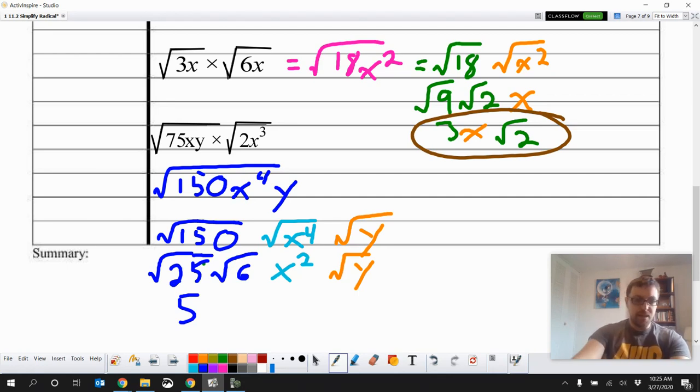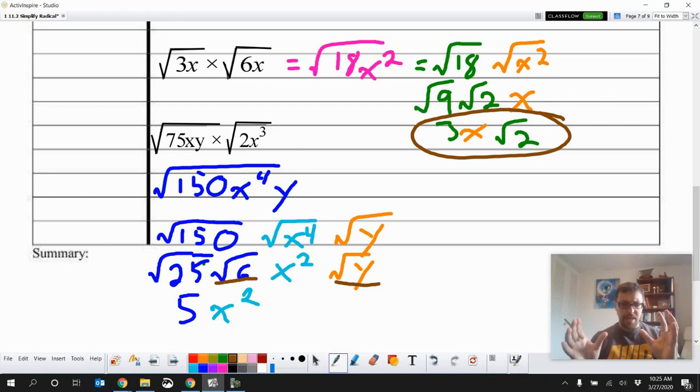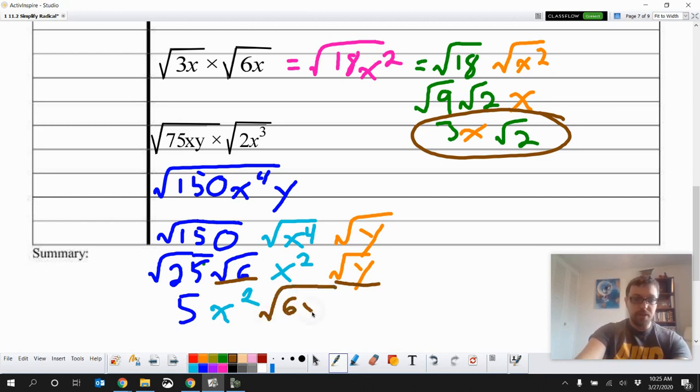So let's bring the thing that was also square rooted, that x squared. And now we've got these two pieces. We've got that square root of 6 and we've got that square root of y. So rather than putting two little square roots at the end, let's put them back together and just write it as one square root at the very end, 6y.